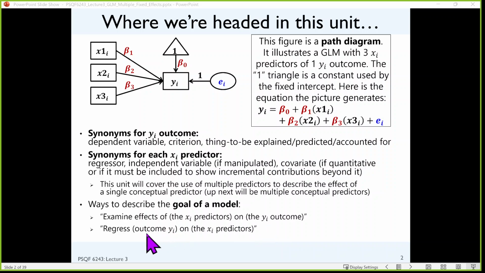You will also hear it written backwards. People will sometimes say, I'm going to regress Y on X. I don't like saying it that way. To me, it sounds counterintuitive. But I put that out there because that's an equally correct way to express what we're doing.